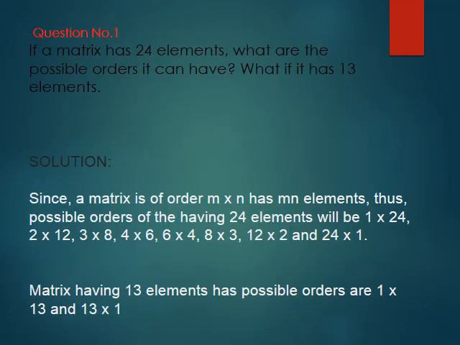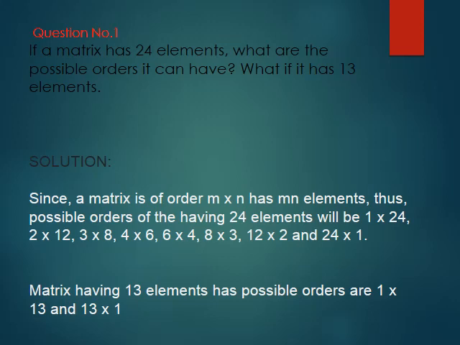Now we will discuss some questions based on the concept. If a matrix has 24 elements, then what are the possible orders it can have? And what if it has 13 elements? So first of all, we will discuss if a matrix has 24 elements.